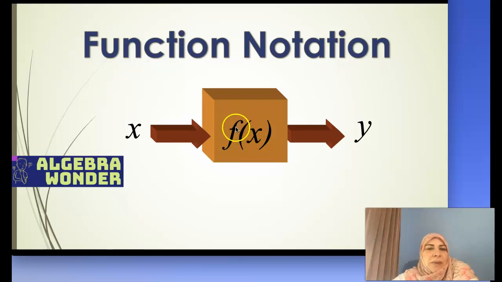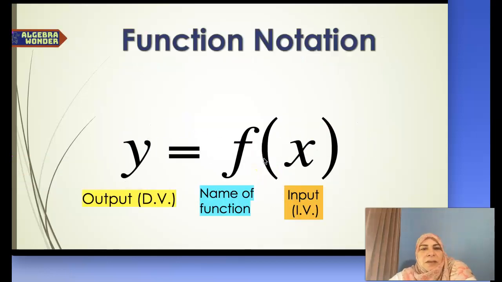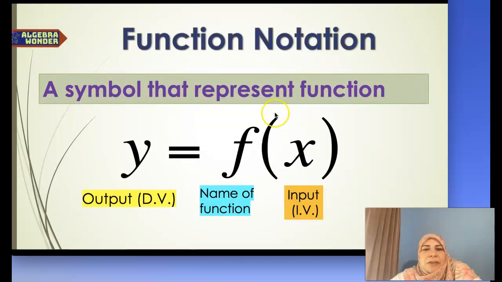As you can see here, now I change the function machine and I put this symbol here, f of x. This symbol here is the function notation. So let's see what that is. Function notation is a symbol that represents the function. So y is the same as f of x. I can say y, or I can say f of x.